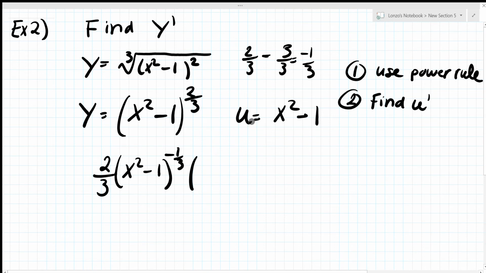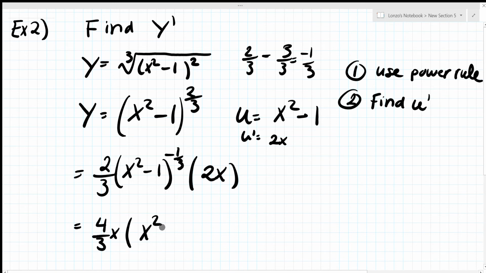So we got to find u prime. So u is x squared minus 1, so u prime is 2x. And then, you know, the derivative of constants is just 0, so it's just 2x. Let's clean it up. So this becomes 4/3 x times x squared minus 1, raised to the negative 1/3.